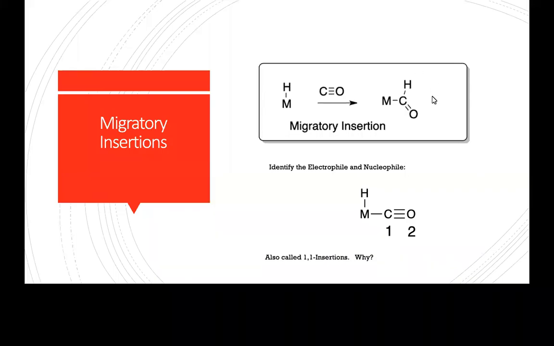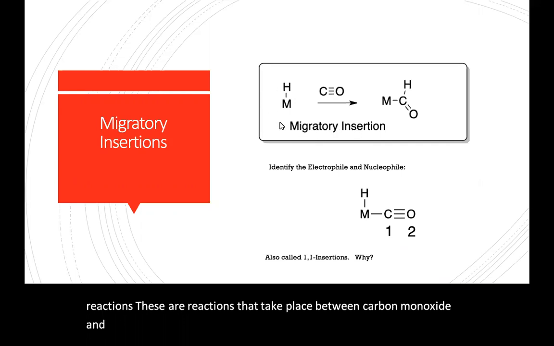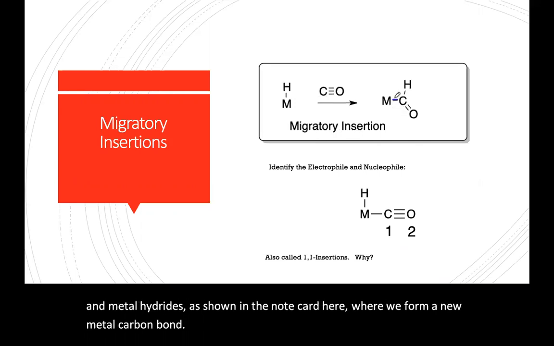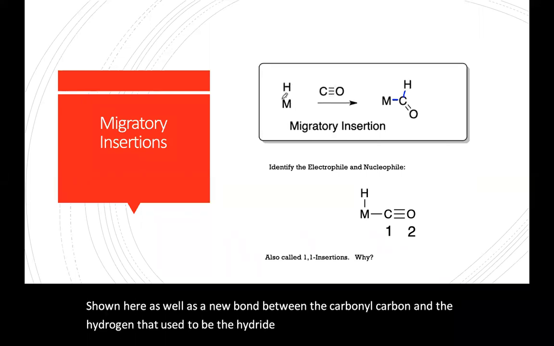In this video, we will look at the mechanism for migratory insertion reactions. These are reactions that take place between carbon monoxide and metal hydrides, as shown in the note card here, where we form a new metal carbon bond, shown here, as well as a new bond between the carbonyl carbon and the hydrogen that used to be the hydride on the metal hydride complex.